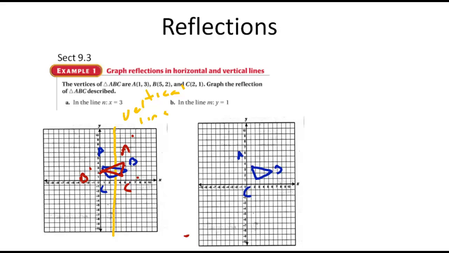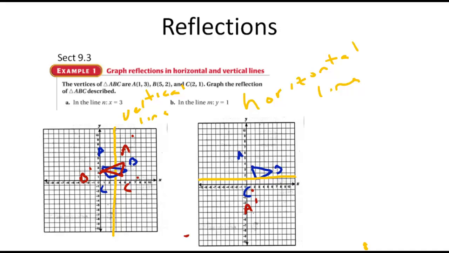I'm going to do the same thing with the next graph. Y equals 1 is a horizontal line. So I'm going to draw y equals 1 right here, horizontally, and then I'm going to take and reflect that point. Well, point A is 2 above, so point A needs to move 2 below. So there's my A prime.